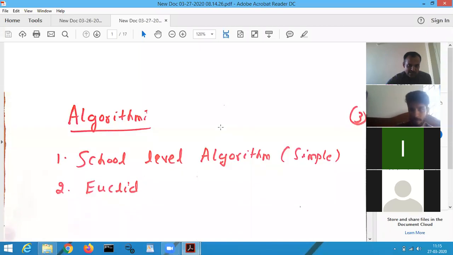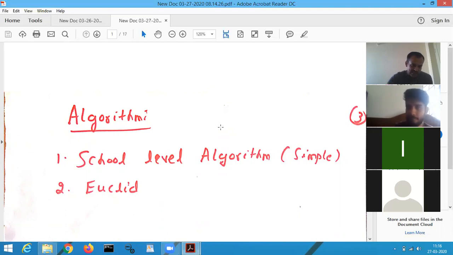See, today I am going to introduce two simple algorithms. One is the simple school level algorithm, another one is the Euclid's algorithm, so that we'll come to know the meaning of the fast algorithm. In this subject, we are only interested in developing the algorithms that give the answers very quickly. They are called as what? The fast algorithms.